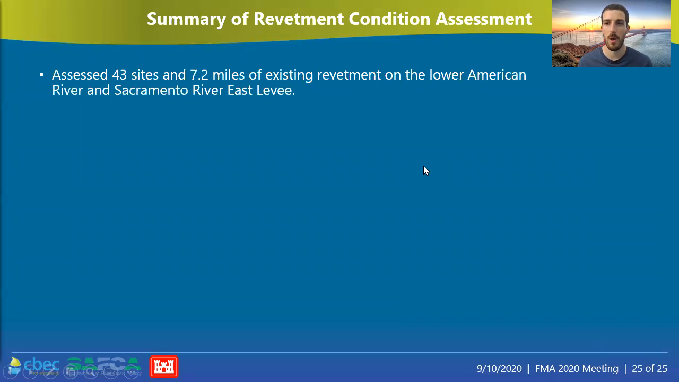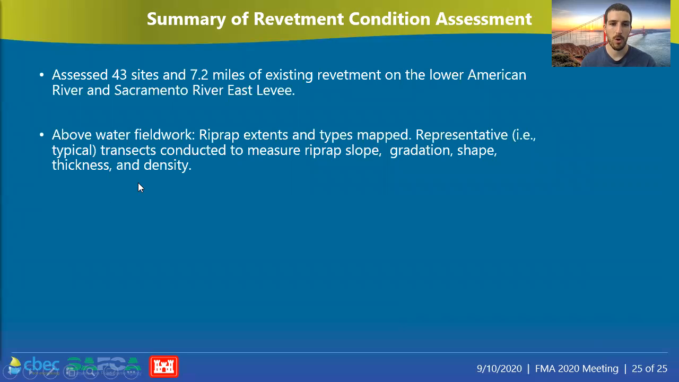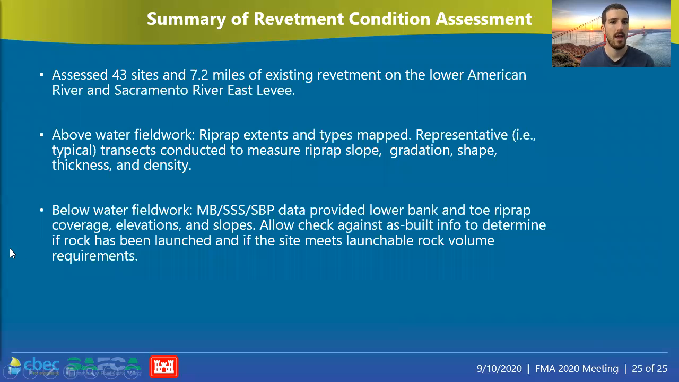As a summary of what we've conducted so far, we've assessed 43 sites for approximately 7.2 miles of existing revetment on the Lower American River and Sacramento River East Levee. The above water fieldwork delineated the riprap extents and types. We provided representative transects to measure riprap slope, gradation, shape, thickness, and density. And then the below water field work involved the multi-beam, side scan sonar, and sub-bottom data to provide lower bank and toe riprap coverage, elevations, and slopes.